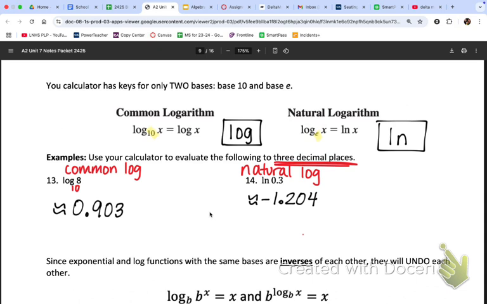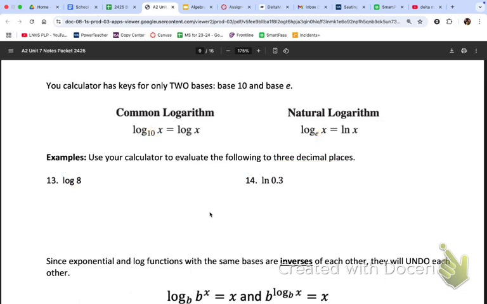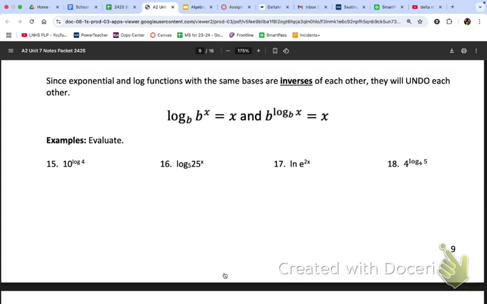1.204. There you go. And again, I use the squiggly equal sign because I'm rounding. Okay, now this is the last thing. You actually don't need a calculator for this. Here's what's cool about exponentials and logs. They're inverses of each other, meaning they will undo each other. Remember, we just finished a unit on inverses. So your x's and y's flip, and they also cancel each other out. So if you see exponentials and logs, you can cross out if they have the same base.